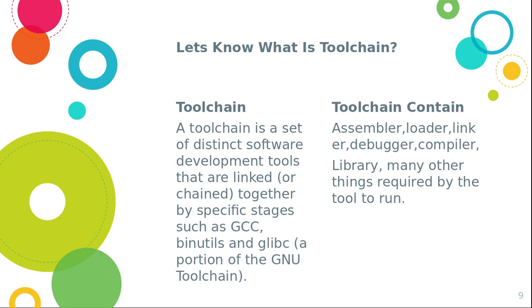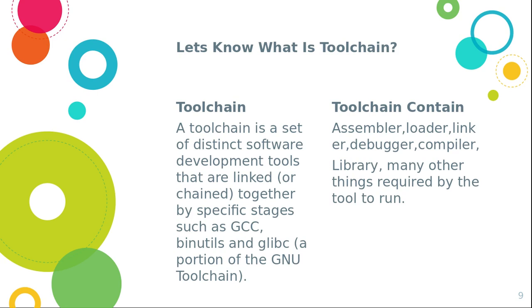A toolchain means, tool means, for example, you have a repair person. He has lots of tools: screwdriver, many things he has. You can also think of names like crocodile clips, screwdriver, and wrench. He has everything with him for fixing your room.